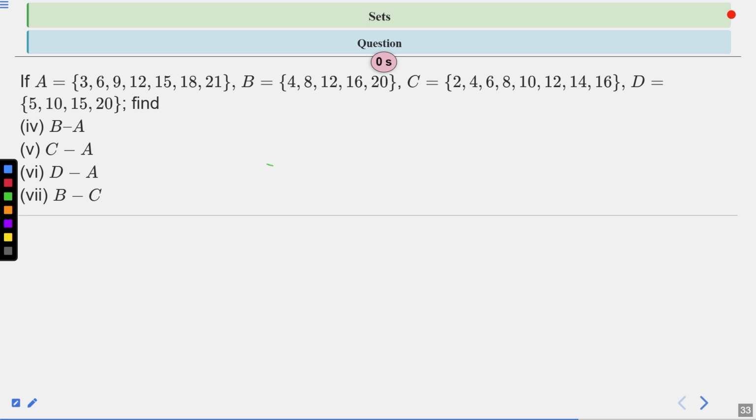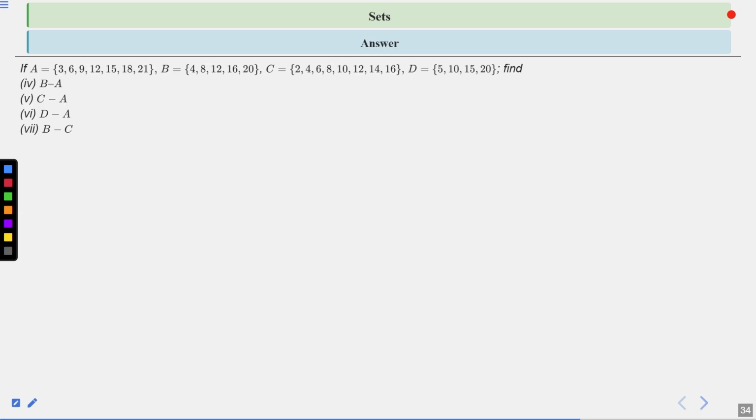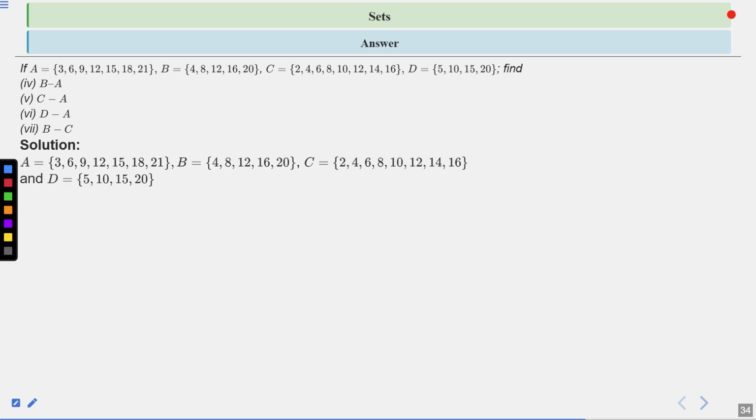The time is up. So very simple. At this point, I hope that you are able to find out these differences. You are facing no difficulties. If you are, please comment. Solution. So the given information, 4 sets in roster form.